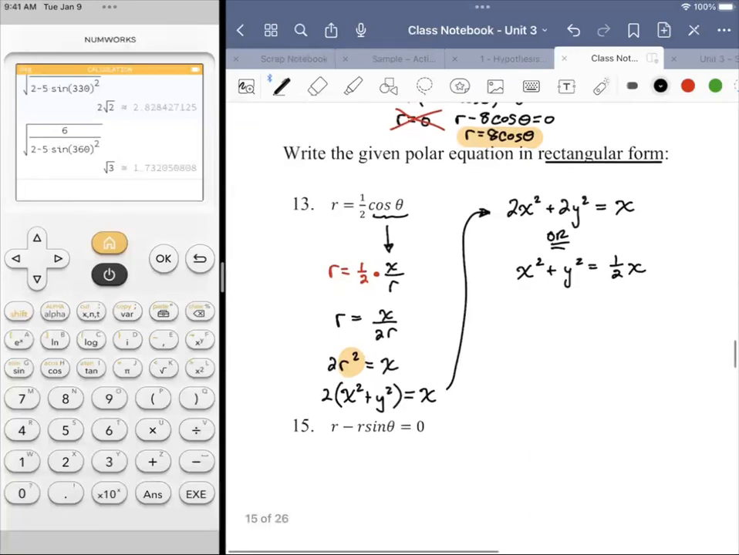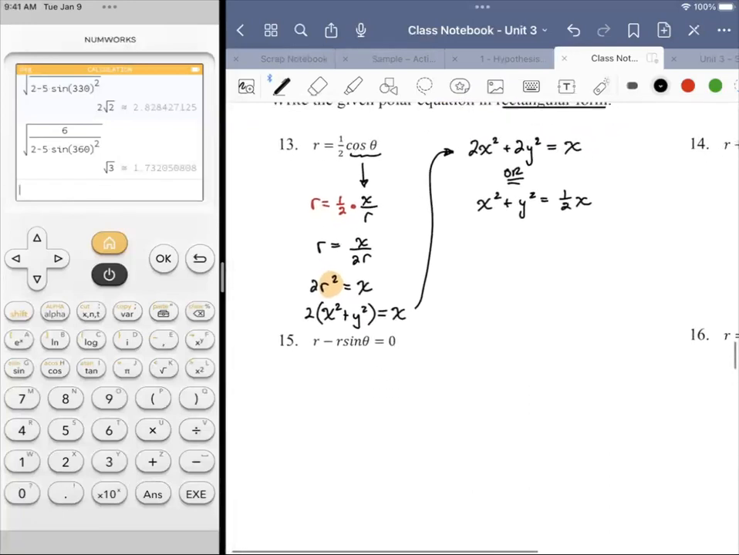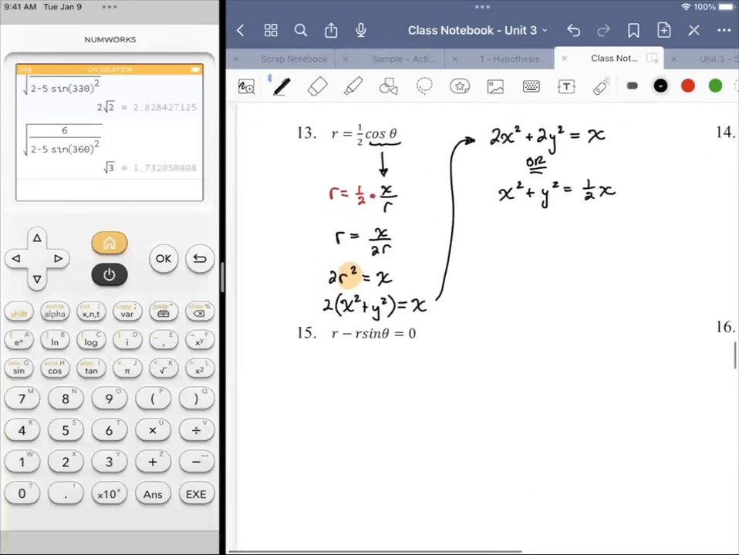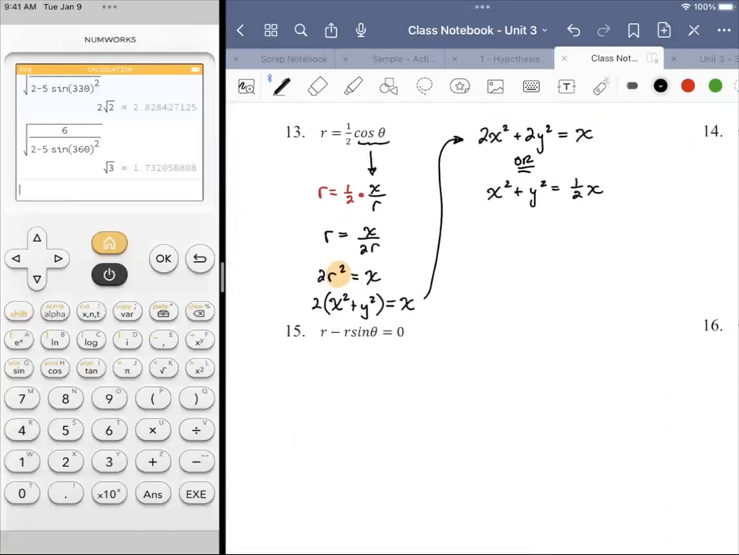One more, looking at number 15. This is one that we did not graph, but I want to show you what it would look like in rectangular form. So I can factor out an r, and I'm going to have 1 minus sine theta equals 0.